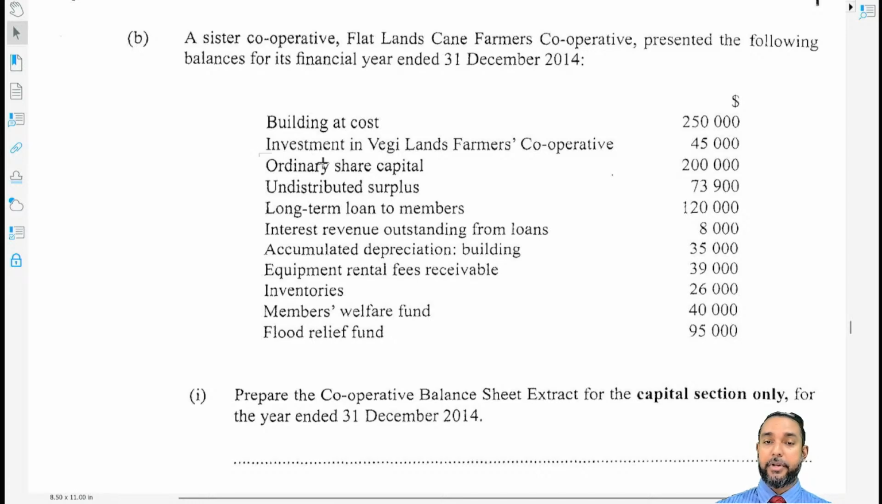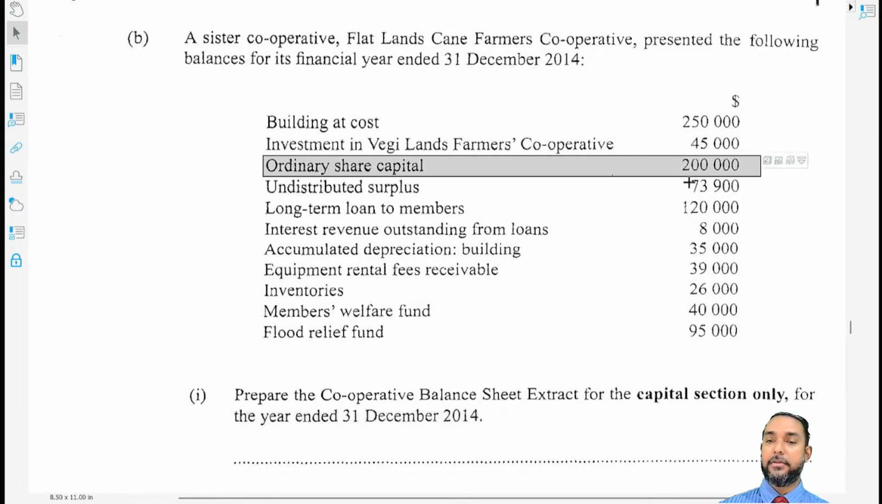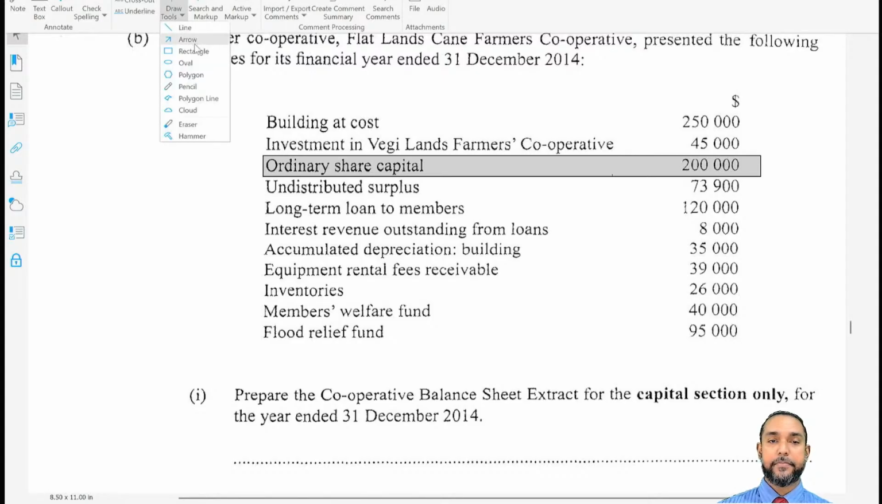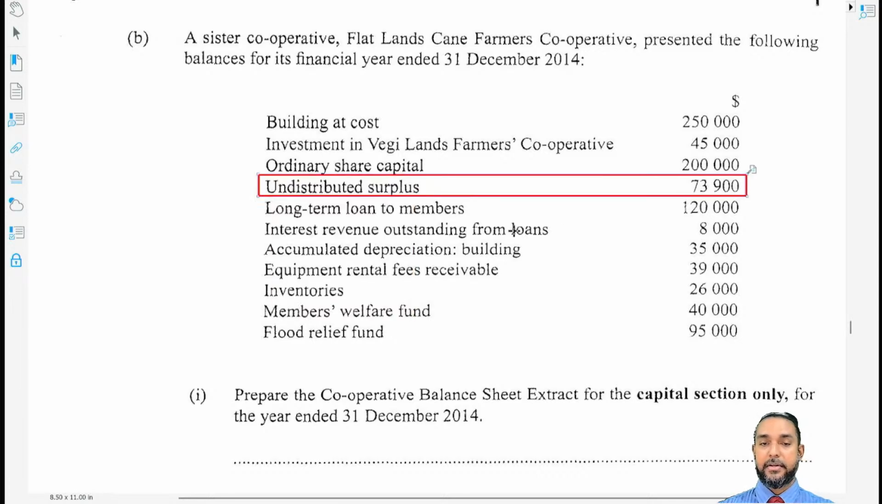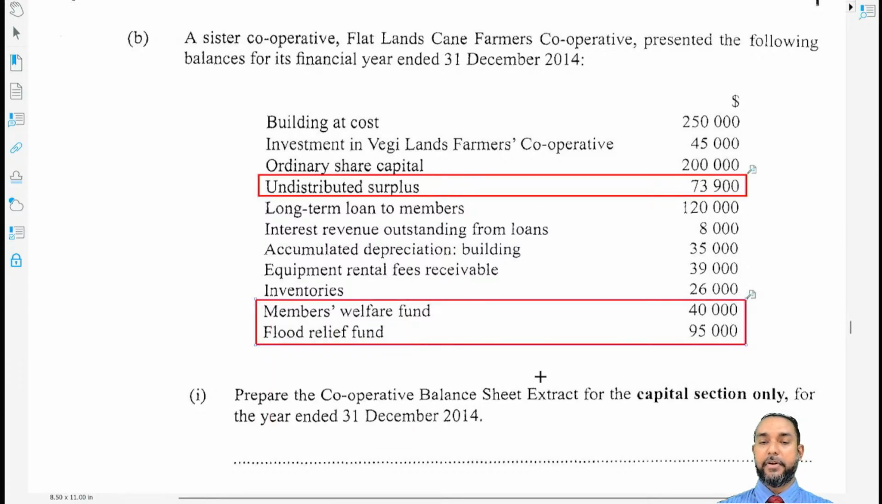Your ordinary share capital. So you're going to head up, because look what they're asking you for: the cooperative balance sheet extract for the capital section only, right? And it shouldn't say for the year ended. We all know balance sheets are drawn up as at a particular date. So from what we just saw, we start by saying share capital, 200,000. Then you head up reserves. What's going to go in that reserve section? We have 3 items here: the undistributed surplus, which usually goes last, and the 2 funds, the members welfare fund and the flood relief fund.